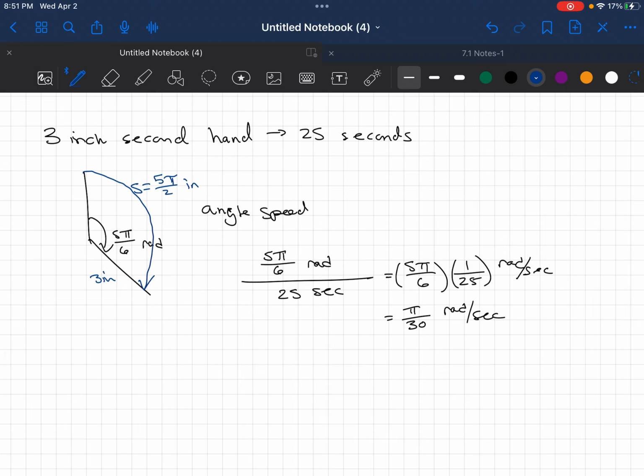And so if we want to think about linear speed, we know that the tip of the hand goes 5 pi over 2 inches per 25 seconds. And that is equal to pi over 10 inches per second. And we can get a decimal approximation of that, which is about 0.3, just to have it in context. So it goes about 0.3 inches per second.